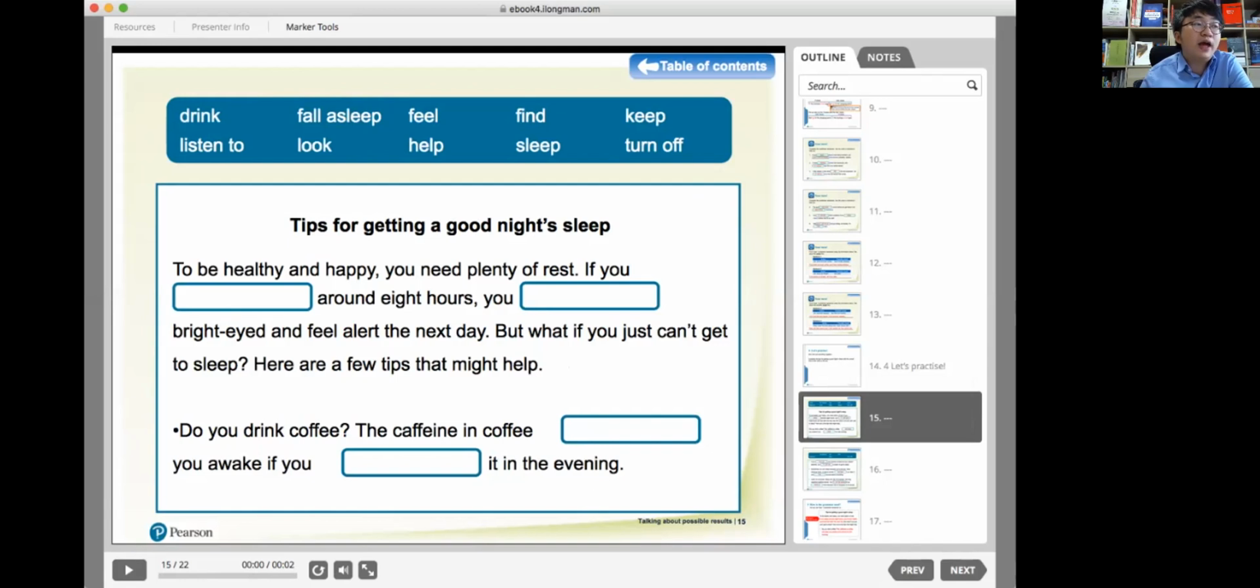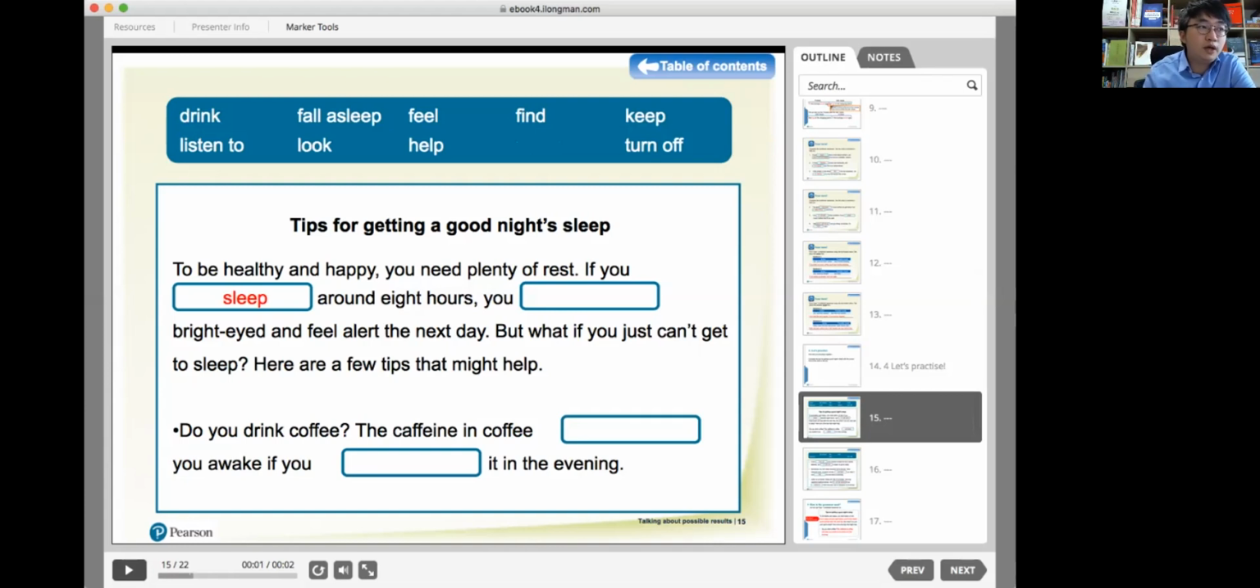To be healthy and happy, you need plenty of rest. If you, which word should you use? If you, of course, around 8 hours we sleep. If you, simple tense, past tense, future tense, which tense should you use? Sleep, of course, present tense, because it's the condition.